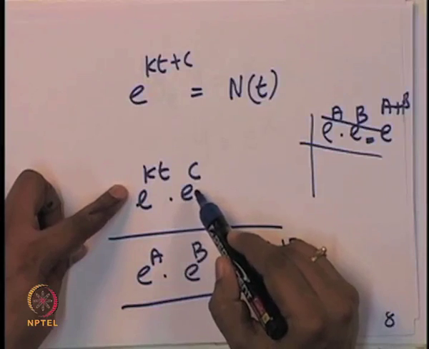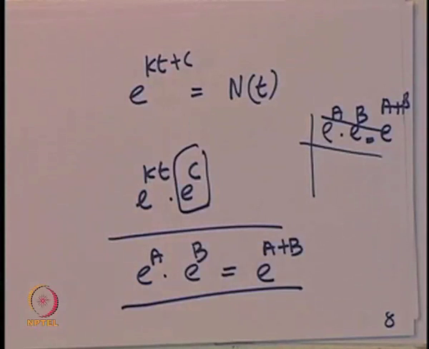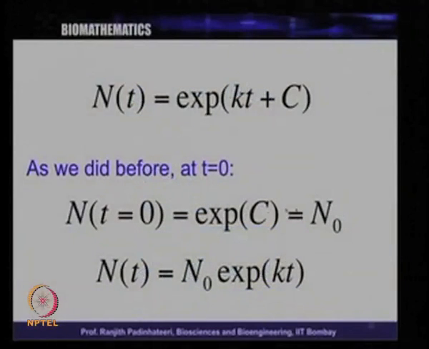So, that is what we did, and this e power c is nothing but n 0. So, that is what we did here. So, we know that e power c is n 0. So, n of t is n 0 e power k t. So, we can write it this way.